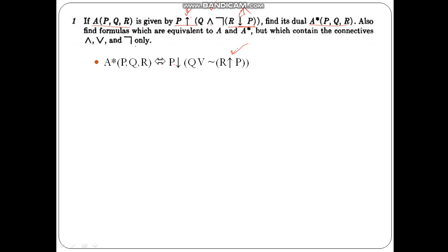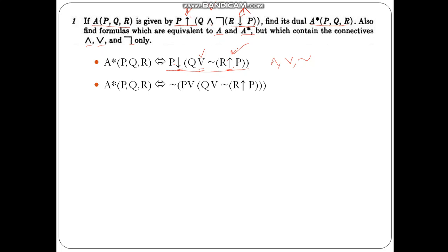Further, also find the formulas which are equivalent to A and A star, but which contain only the connectives AND, OR and NOT. So now we have to go on converting this so that we get the formula in terms of conjunction, disjunction and negation. This disjunction I do not want to touch, I want to keep it as it is. I only want to touch this NOR gate and this NAND gate.